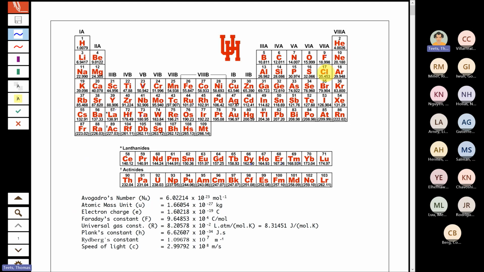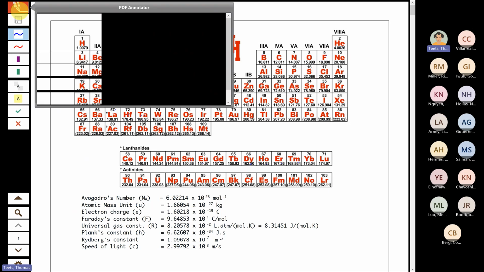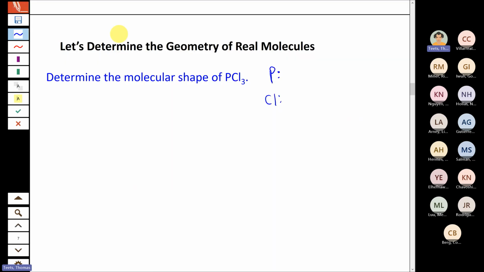When you're drawing a Lewis structure, unless you're just really good at doing these things in your head, you really need to look at the periodic table first and make sure that you're counting the correct number of valence electrons for the whole structure. So PCl3 is going to have 5 valence electrons from the phosphorus, 7 valence electrons from each chlorine. We just have to add all those up together to figure out the total.